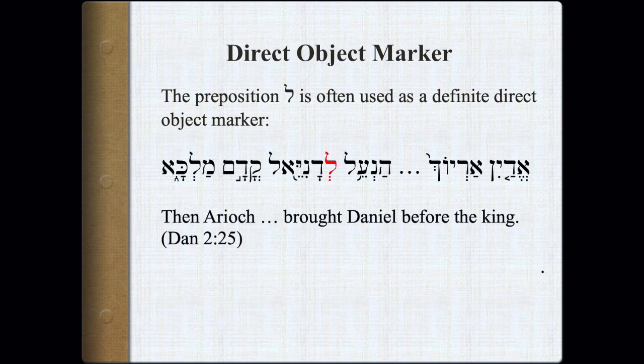On the other hand, the preposition lamed is often used as a definite direct object marker. So in this particular example, then Arioch brought Daniel before the king. The lamed here just acts as a direct object marker. It is not translated.